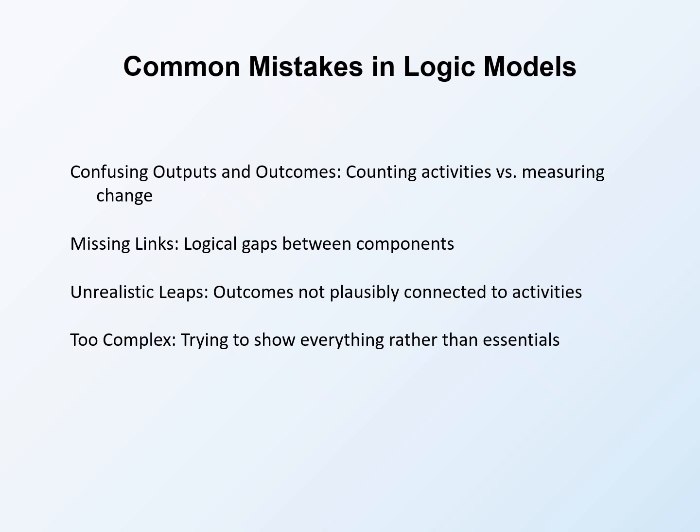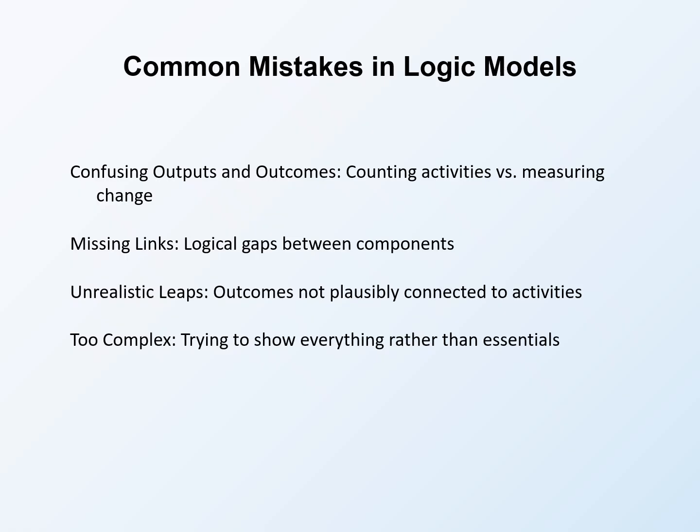Missing links occur when logical gaps appear between components that are not explained. If activities do not plausibly produce the listed outputs, or outputs do not connect logically to outcomes, the entire logic model fails. Every single step must connect clearly to the next step.